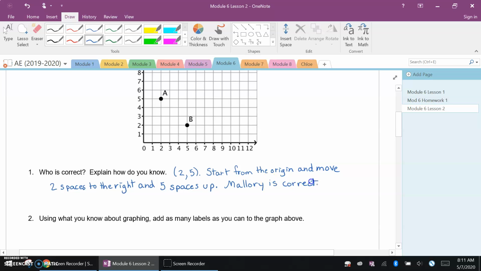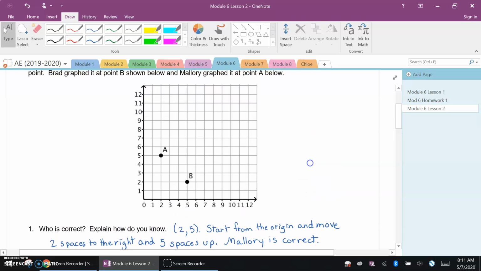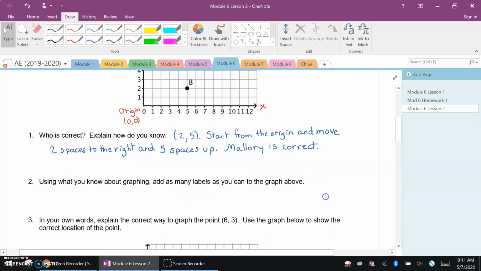Now, number 2 says, knowing what you know about graphing, add as many labels as you can. So what that means is that we need to label our x-axis, our y-axis, and our origin. And our origin has the coordinate (0, 0). Okay, so number 2 is not going to have anything written underneath it.